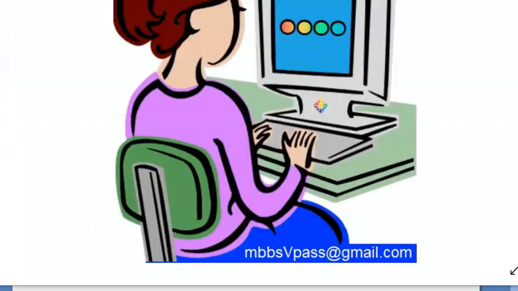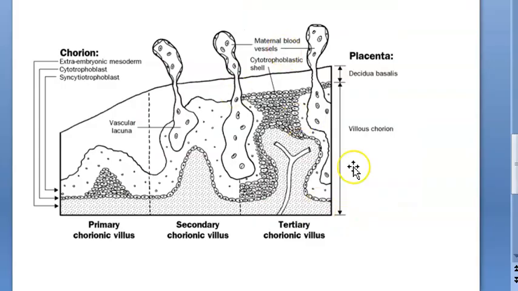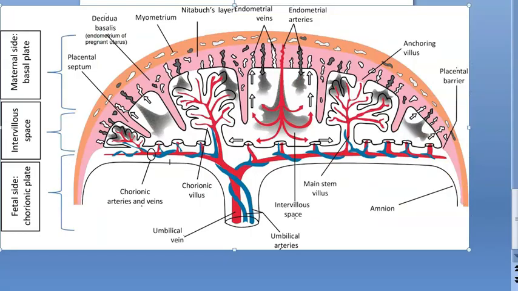Okay, so that's it, guys. In this video we have looked at the structure of placenta and the chorionic villus. Okay, they can ask you the placenta at term, so you will have to draw this diagram if they ask you placenta at term. Okay, that's it, guys, for now. Bye bye.